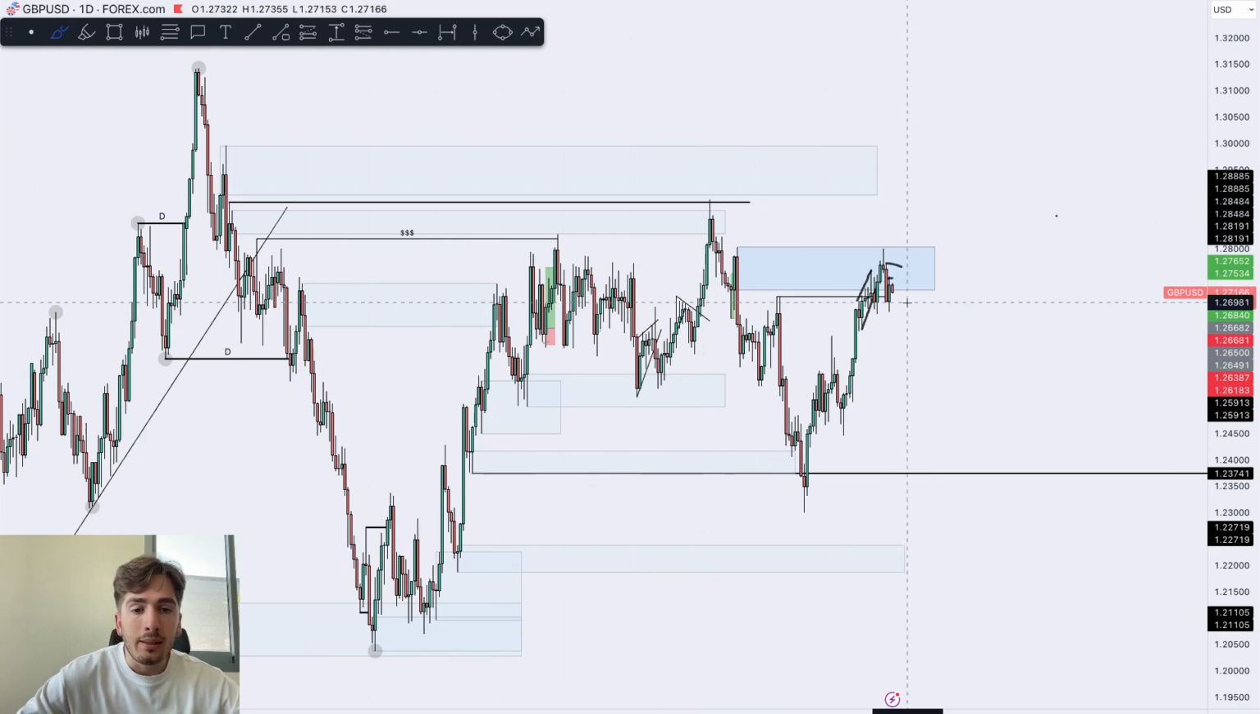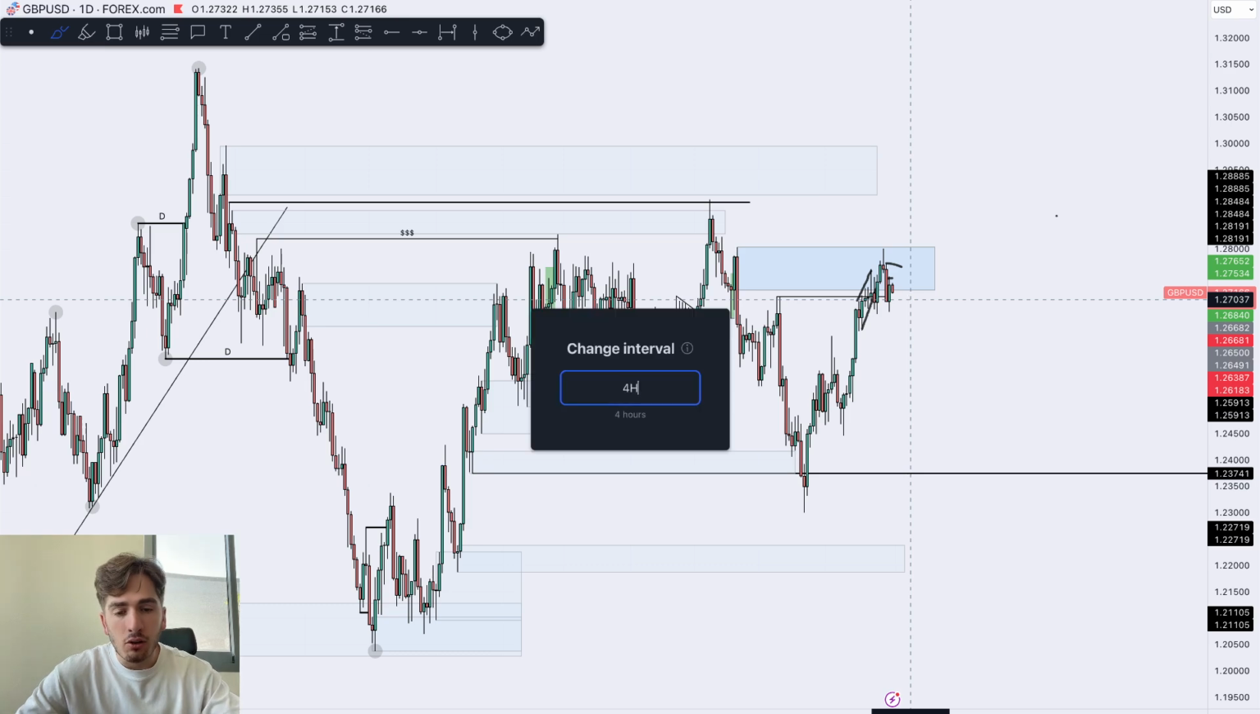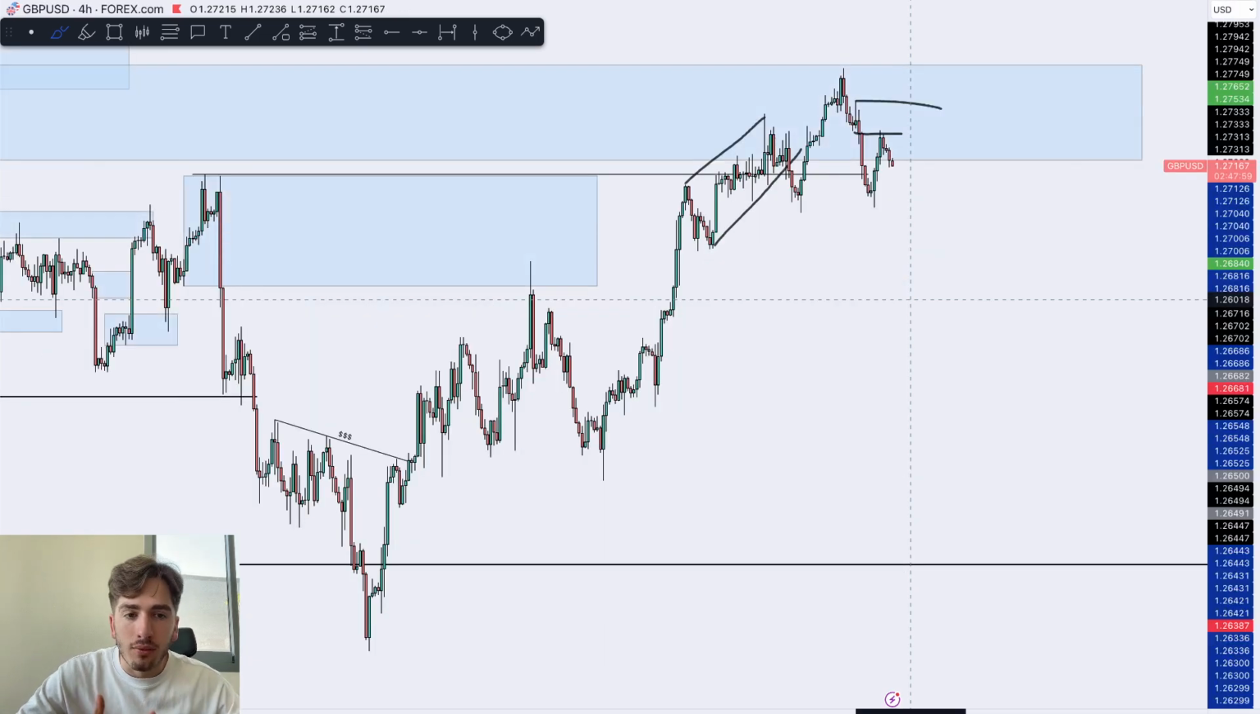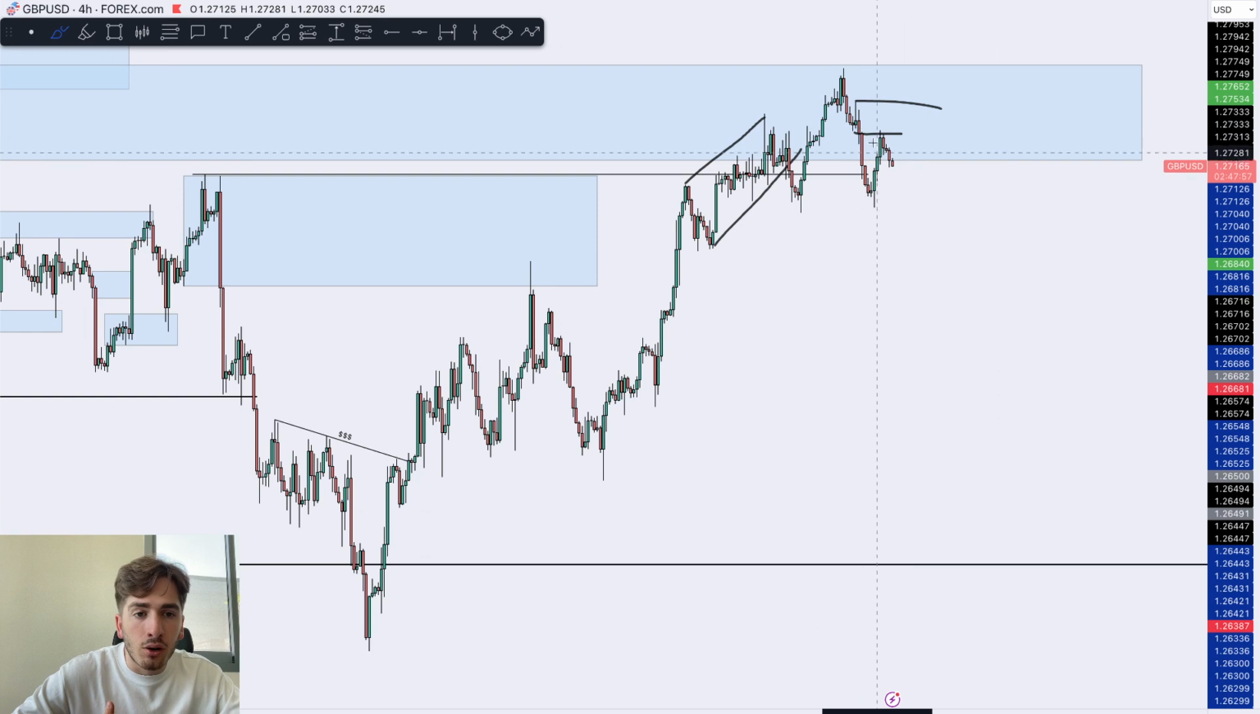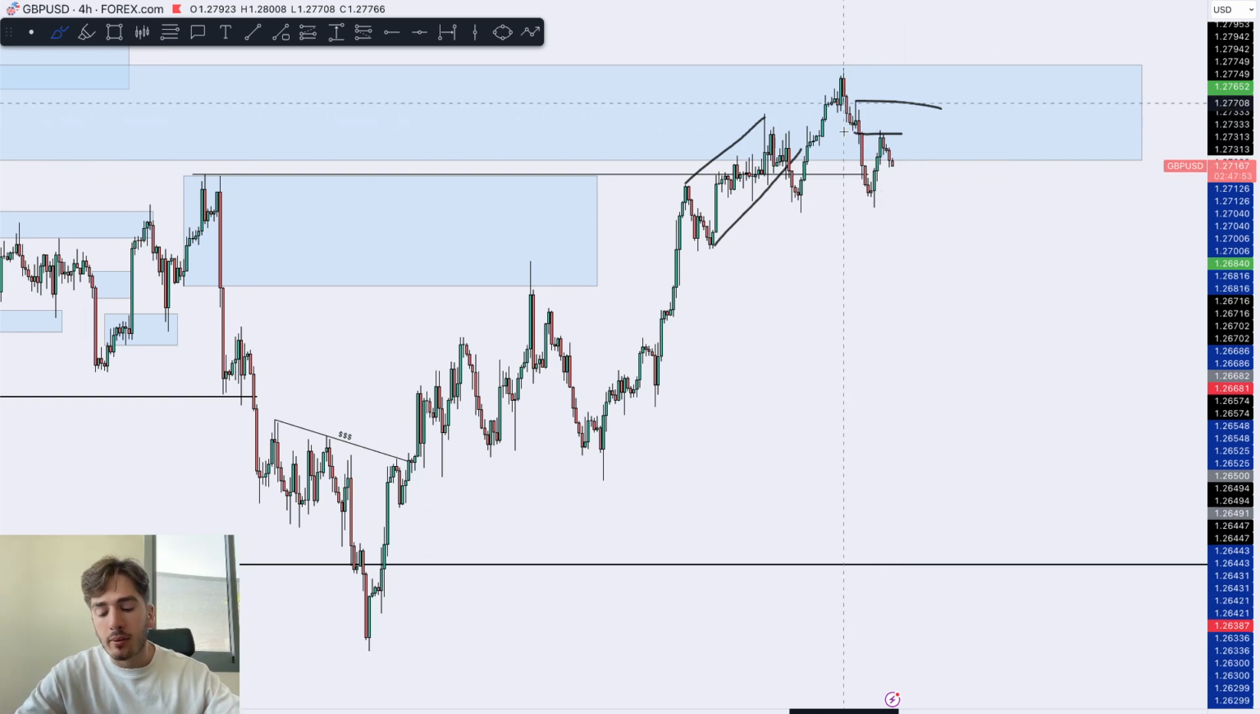So keep that in mind, that we do need now to really see some follow through on the 4-hour time frame from this area of supply. If your short fails from this area of supply, then keep in mind you should start looking for those longs.